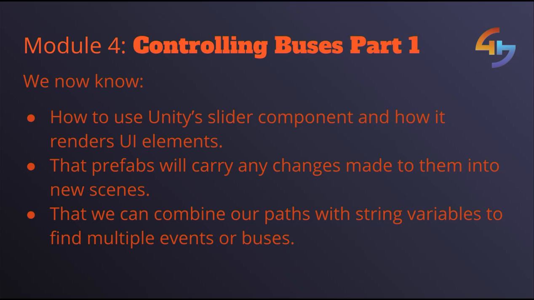Now we've learned a lot from editing prefabs to how Unity uses sliders as game objects and components. We've also got a script that will now connect 3 different sliders to 3 different FMOD buses by utilizing string variables with our paths in our code. In the next lesson, we'll be diving straight back into our FMOD bus control script, looking at how we can hook those sliders up to the actual levels of our buses. So once you're comfortable with what you've learned in this lesson, I'll see you in part 2.